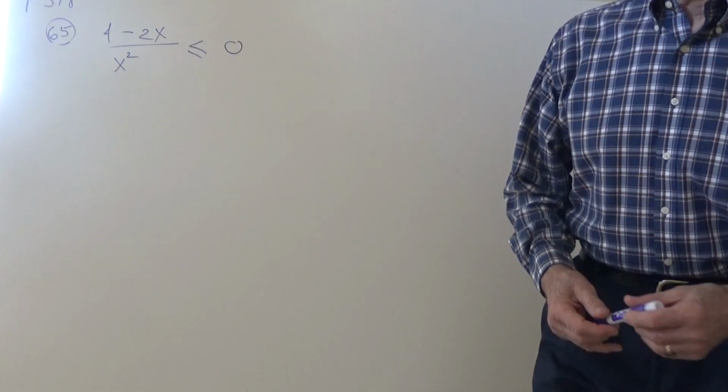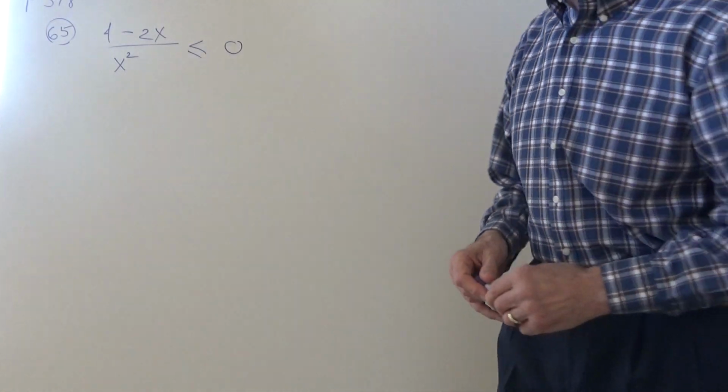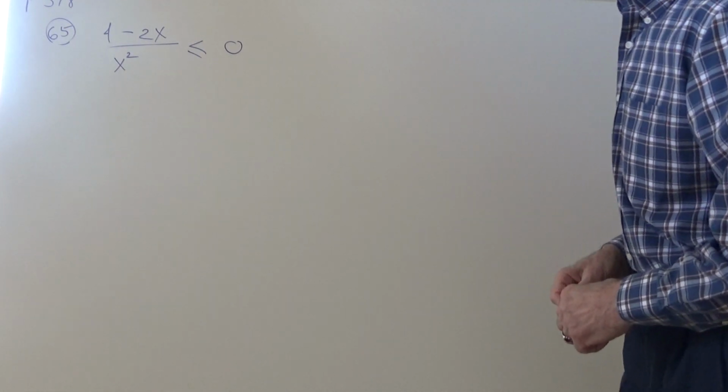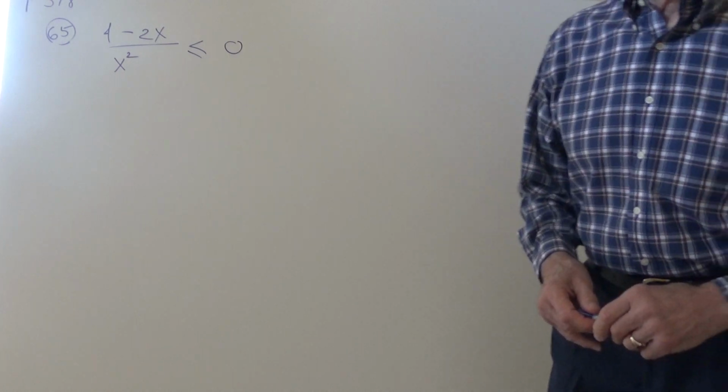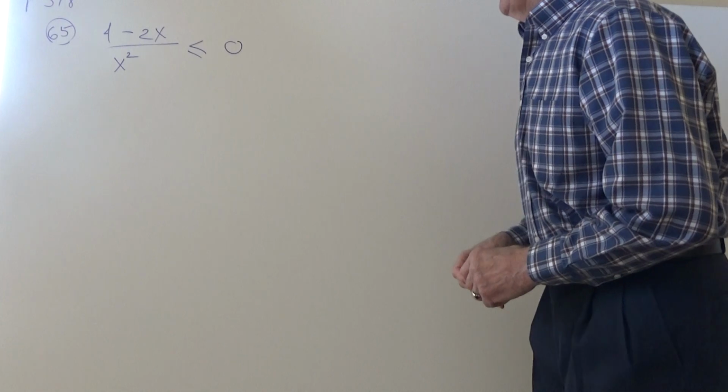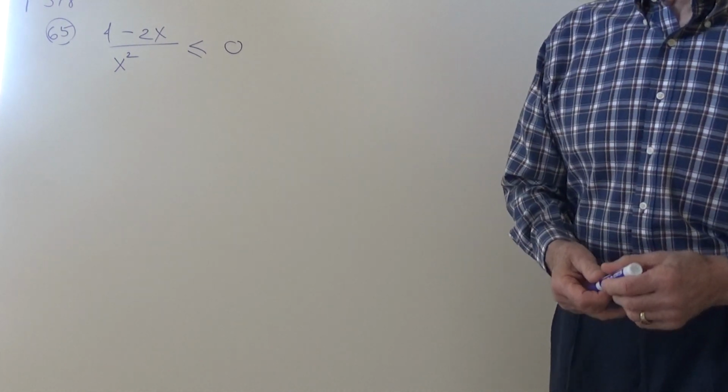Hello, this is a final continuation of session 15, beginning with number 65. Remember that we were looking at the areas for the inequality that might work. So what we're going to do here is, since we have a fraction, we're going to set each of these equal to 0, the numerator and denominator.